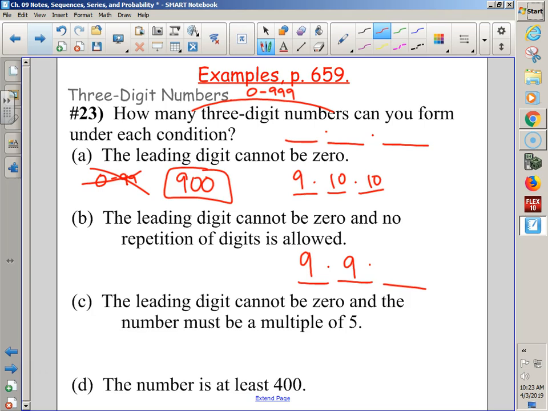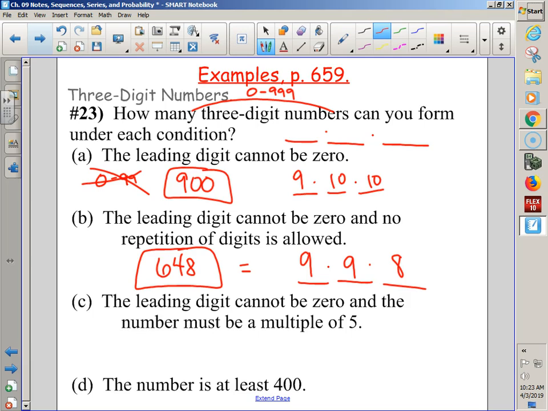So the 10 becomes a 9, and guess what? The next becomes an 8, because 2 have been used. And I didn't have to count up any possible numbers. Someone help Lauren out, she's struggling. 9 times 8 is 72. 72 times 9 ends up being? 648.